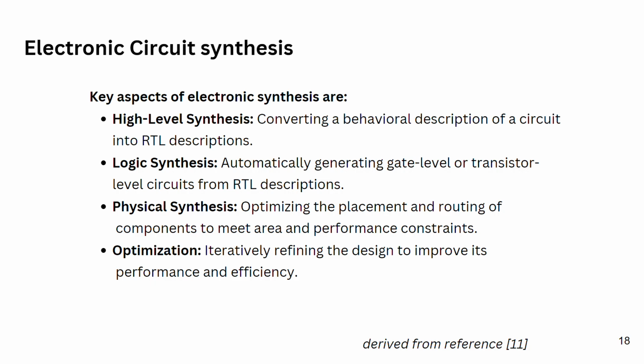Electronic circuit synthesis. The key aspects of electronic synthesis are high-level synthesis, converting a behavioral description of the circuit into an RTL description. Logic synthesis is the automatically generated gate level or transistor level circuit from RTL descriptions. In physical synthesis, the placement and routing of the components are optimized to meet area and performance constraints. And optimization is iteratively refining the design to improve its performance and efficiency.